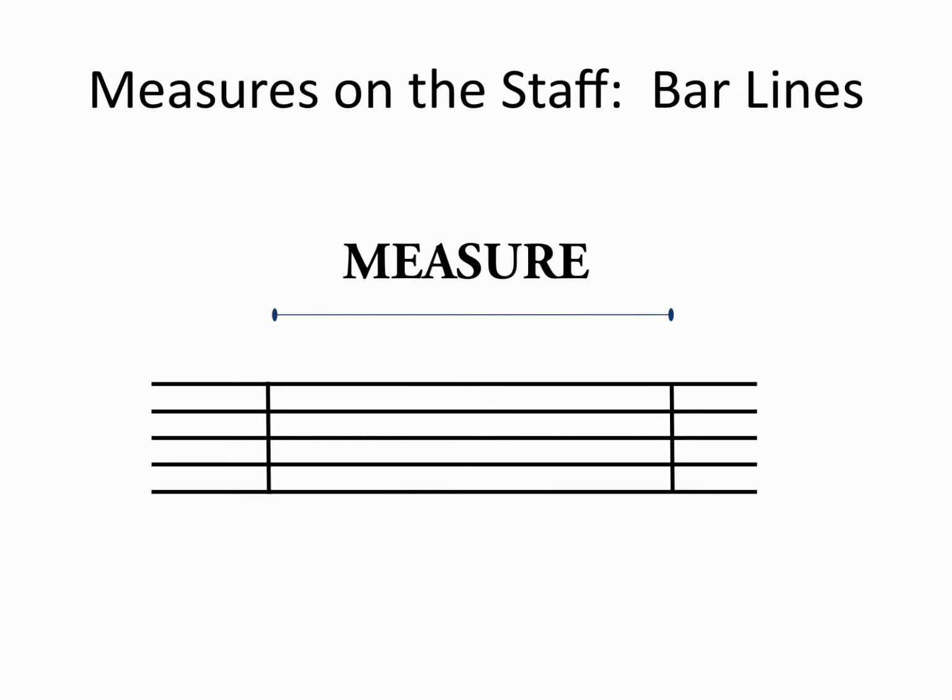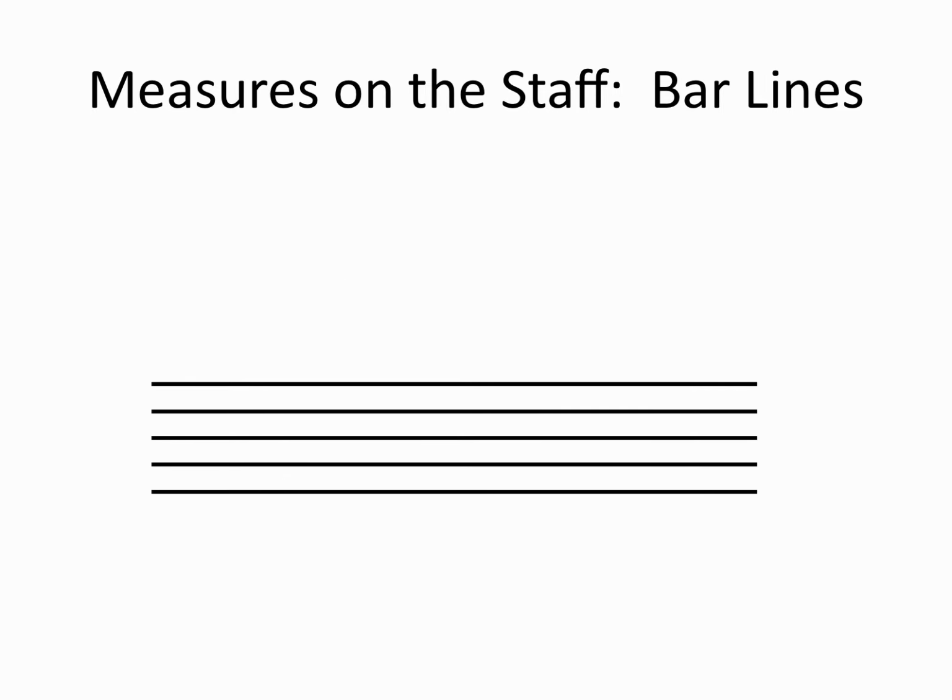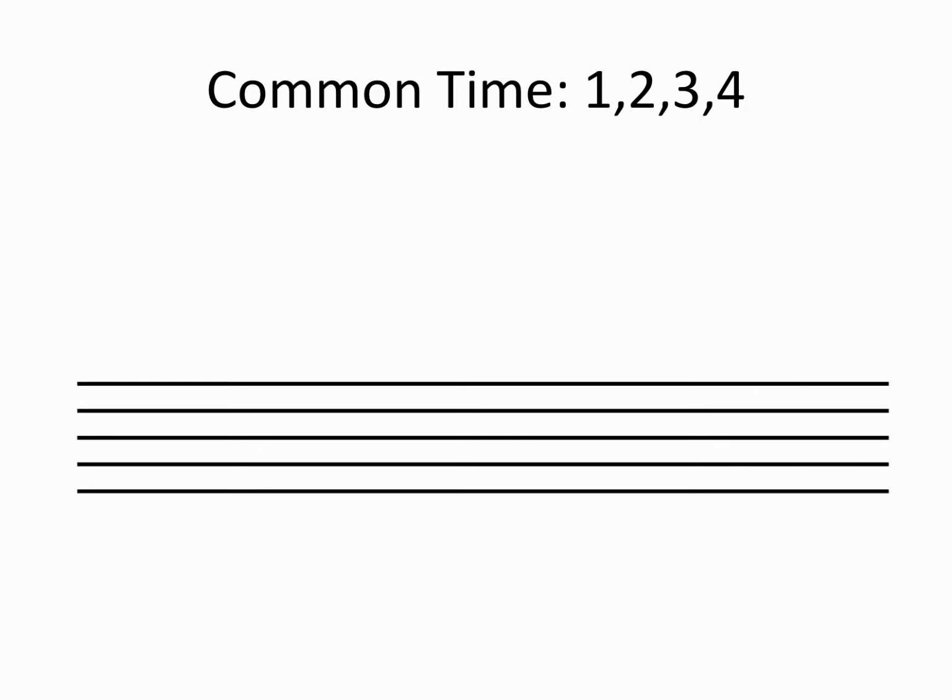Measures on the staff are separated by bar lines. A bar line is a vertical line connecting the top and bottom lines of the staff. At the start of the staff, a clef is used to orient pitch, and a time signature is used to orient rhythm and meter. Common time can be indicated with a C after the clef.